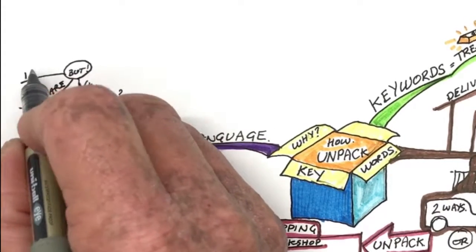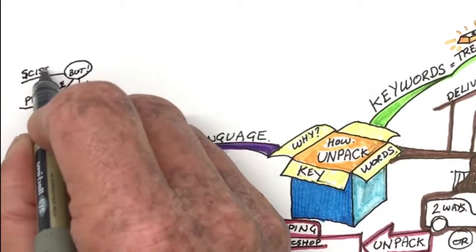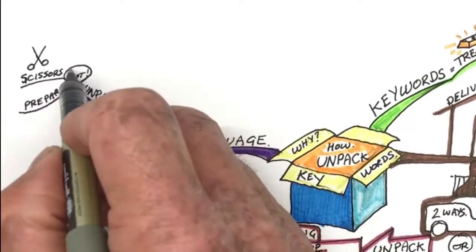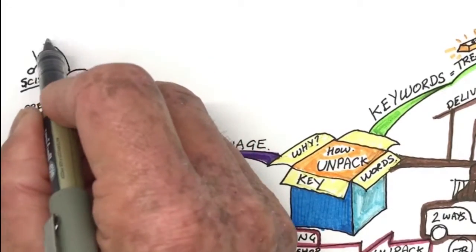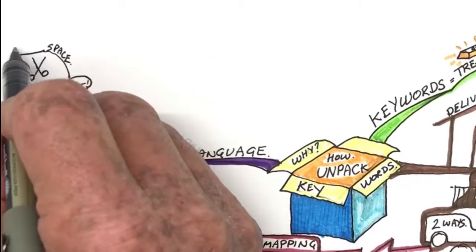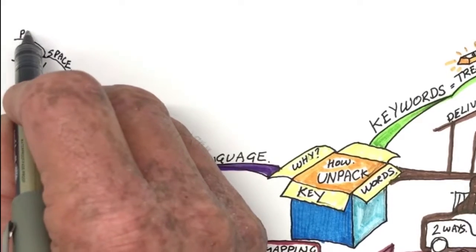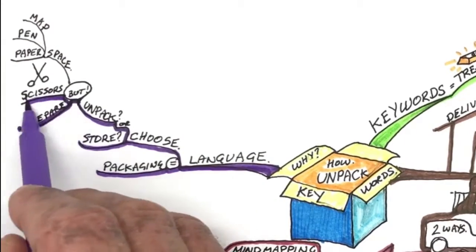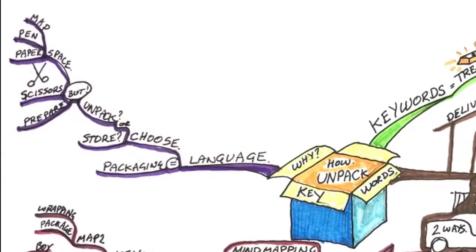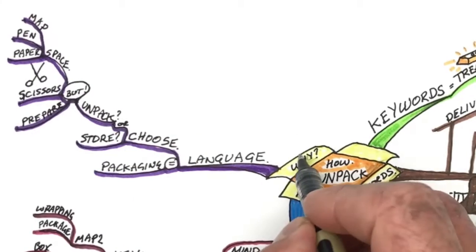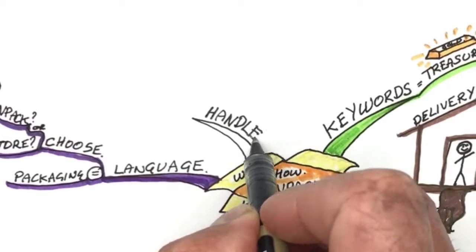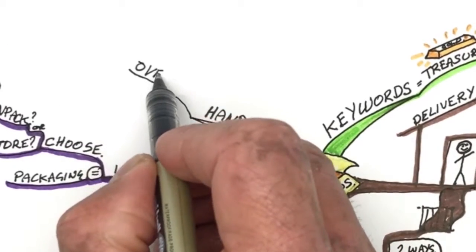So for example, you might need some scissors. You might need to get your workshop in order, your space in order, give it space. You'll need to have paper and pen to hand to make a map. So it takes a little bit more initial effort, but the payoff is massive. Let's look at how to handle the overwhelm of information.